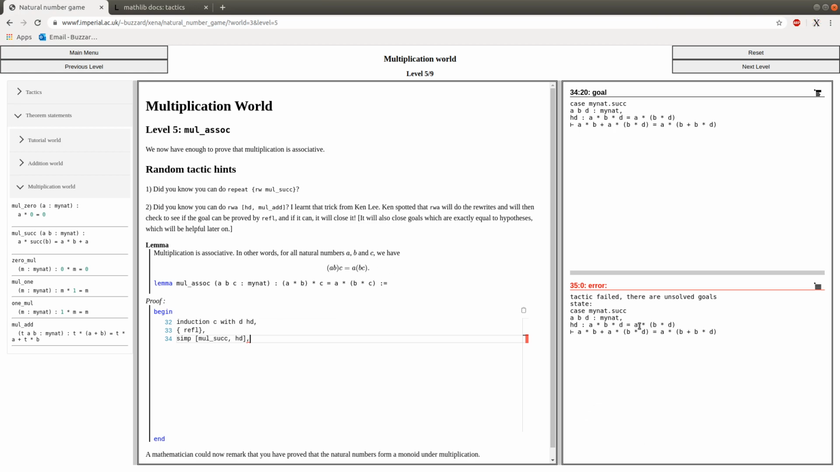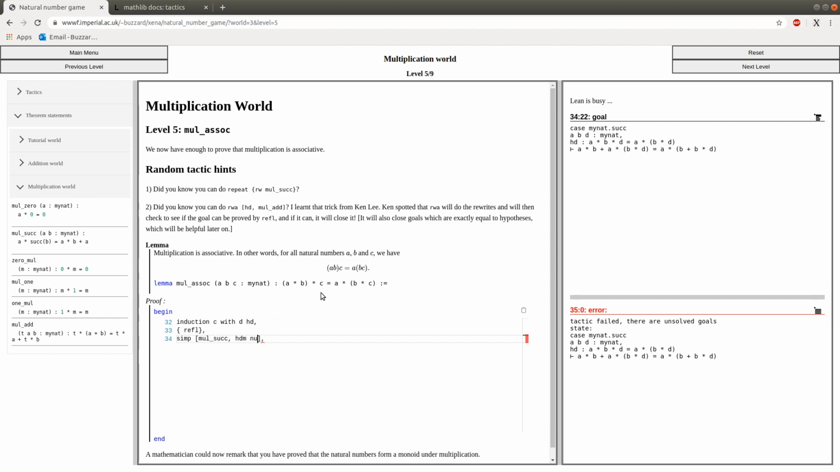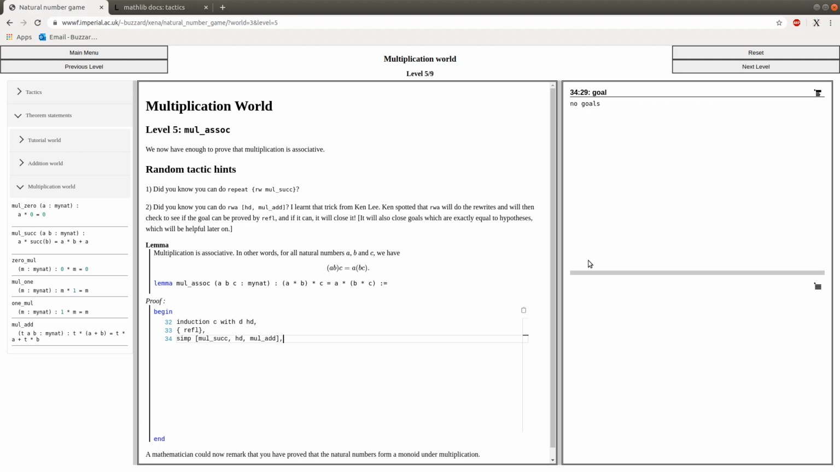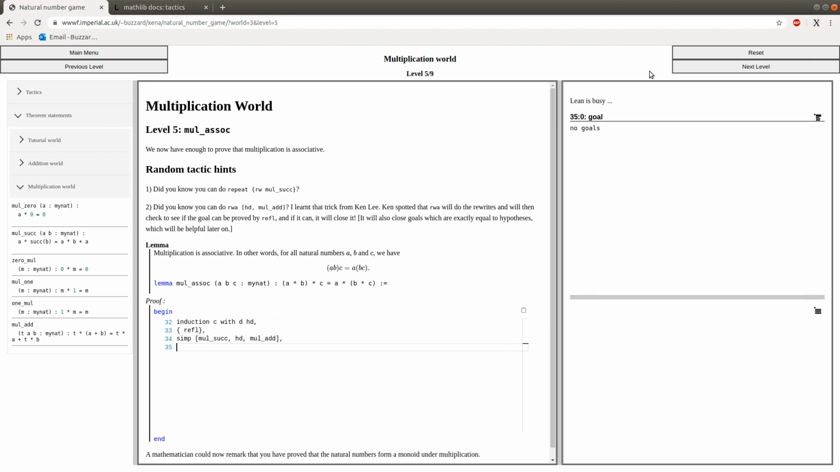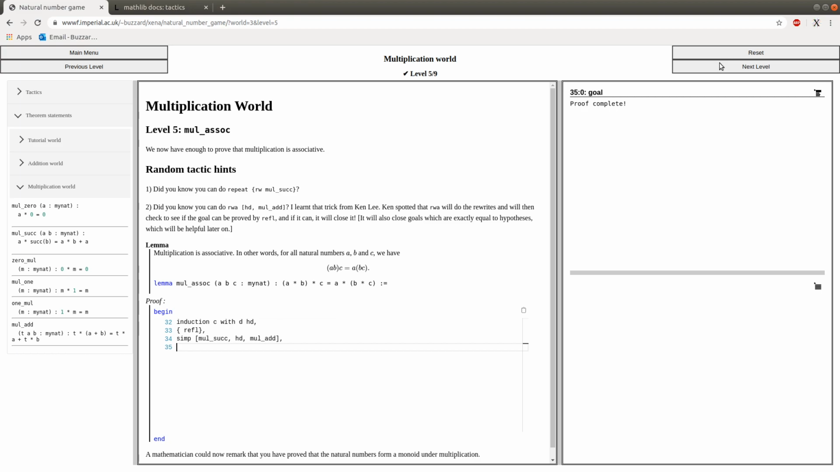No. Oh, what do I... My problem is, so what do I need to know? a plus b times yada yada yada. I think I need... I think I know. I need to know mul add. Let's throw in mul add with the correct number of d's, and there we go. No goals, but no tick either. Where's the tick? There's the tick.